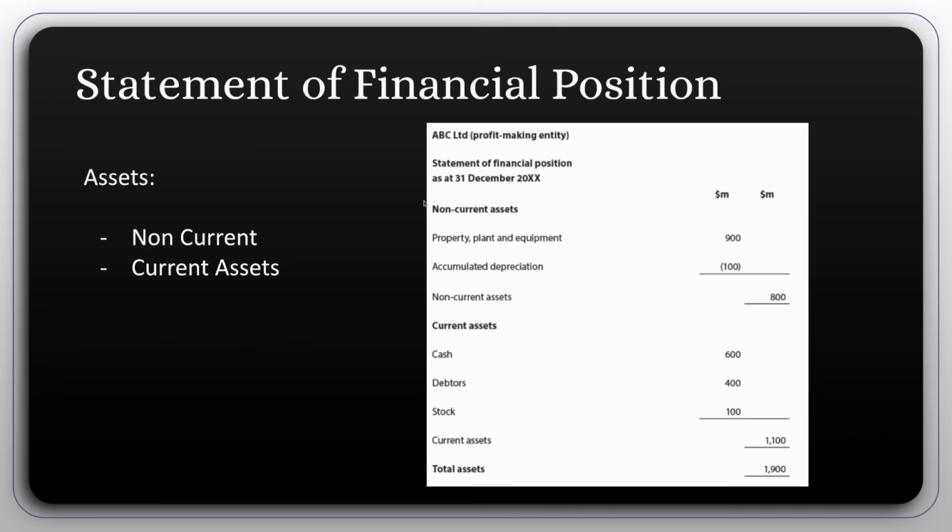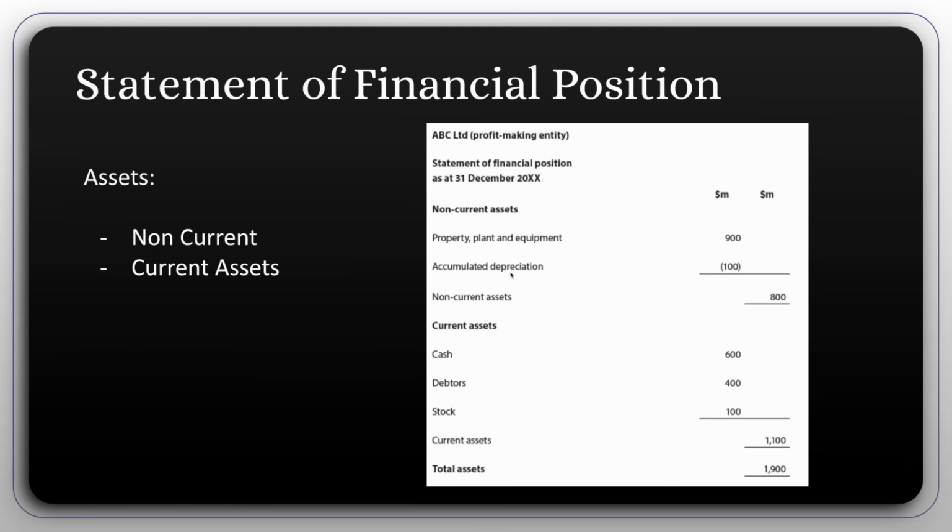So non-current assets are assets that a company will be holding for a period greater than a year. This includes things like the factory that it's built on, any of the technical equipment they have, and so on. Current assets, on the other hand, are assets that a company will hold for less than a year. This includes things like cash, debtors, and stock. So when you calculate the total value of your non-current assets, you get 800 here, and current assets is 1,100. So your total assets add up to 1,900.